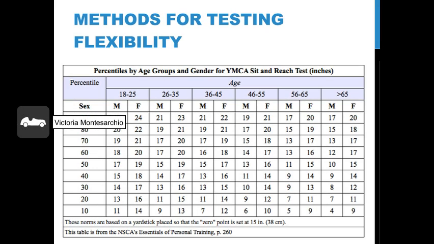Here we just have a table of normative values based on percentile for both males and females of various age groups for the sit and reach, so that you can gauge the flexibility of your athlete and note lower body deficits based off of their results.